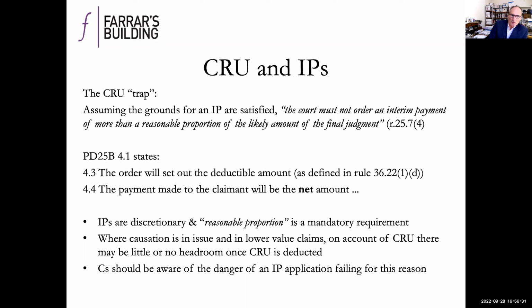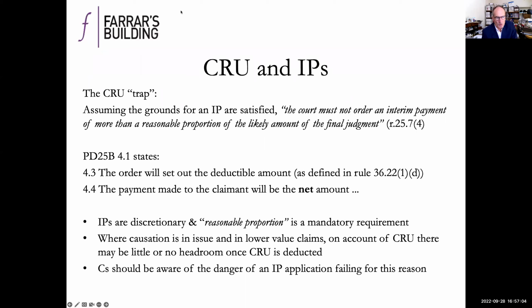The trap, as I've mentioned on the slide, is this: assuming that the grounds for an IP are satisfied, the court must not order an interim payment of more than a reasonable proportion of the likely amount of the final judgment. And as we all know, interim payments are also discretionary. But specifically, it says that PD 25B 4.1, and these are in circumstances, remembering, where if an interim payment is made, the compensator has to pay all of the CRU up to that date. And so one needs to see this provision within that particular context.